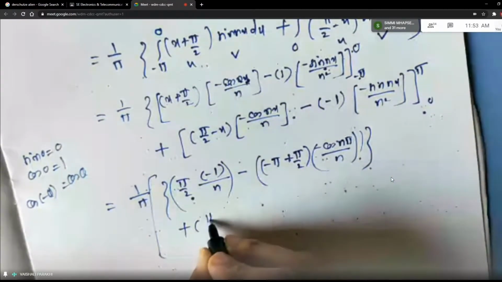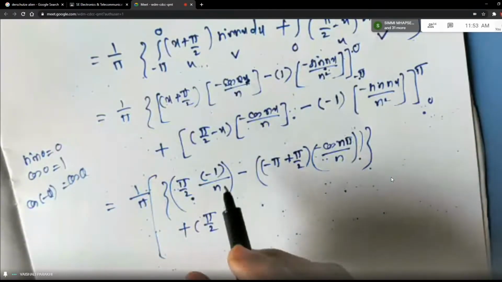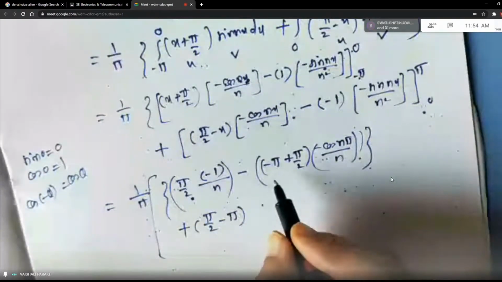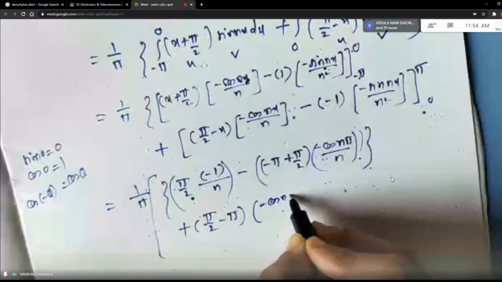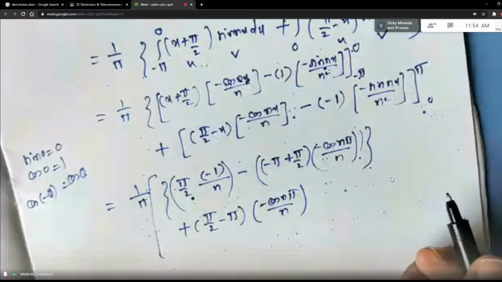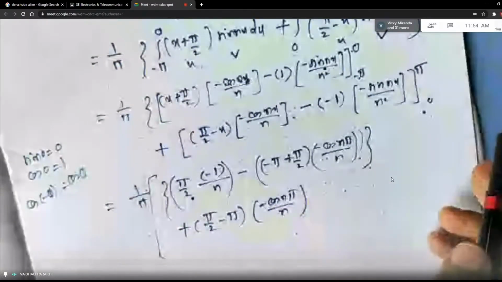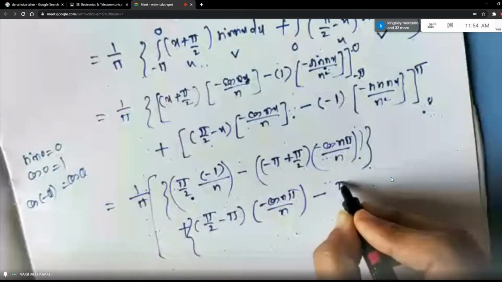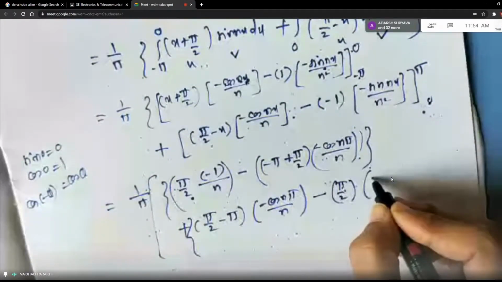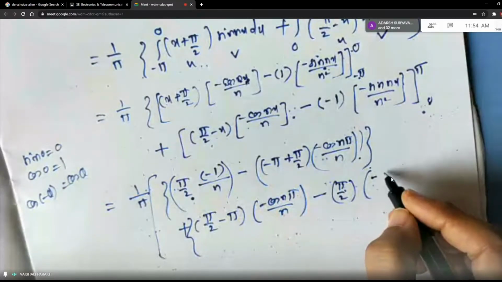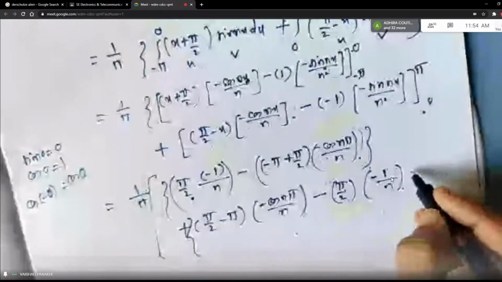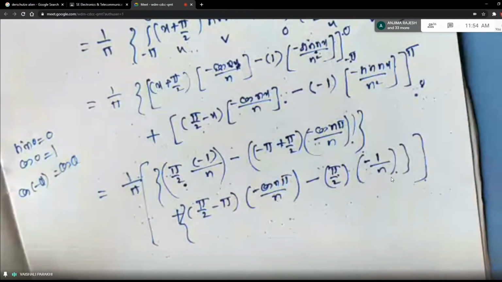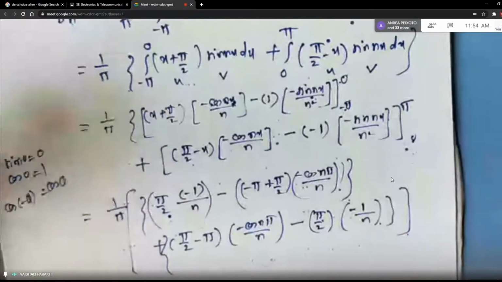See, this will be pi by 2. This is pi by 2 minus pi, right? Because x is pi. Then this is minus cos n pi divided by n. Okay. Then this is sine of n pi. So this term will vanish. Minus lower limit. This is pi by 2. Okay. And this is minus cos of 0. Cos of 0 is what? 1. So minus 1 by n. And then complete the big bracket. Sine of 0 is 0. So no need to write that. So nothing other than substitution is done here, students.